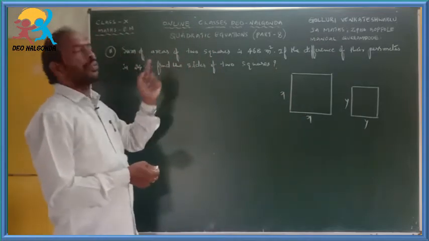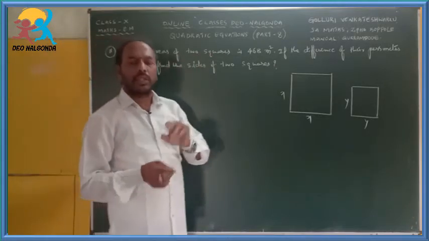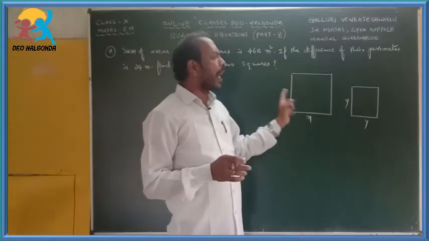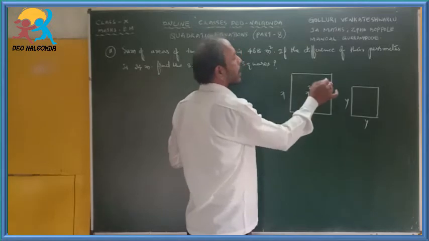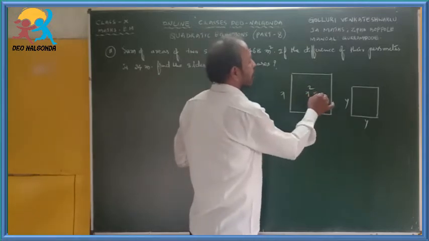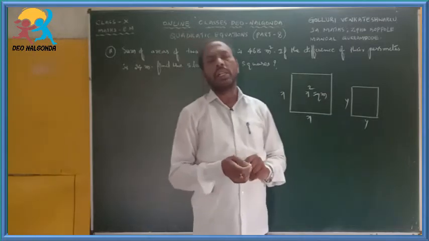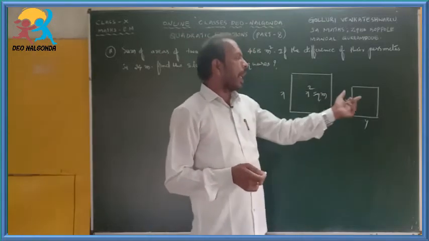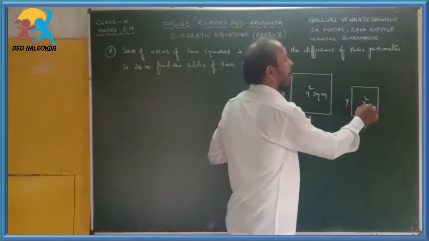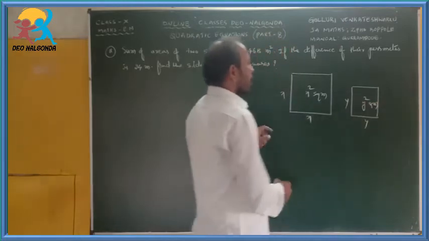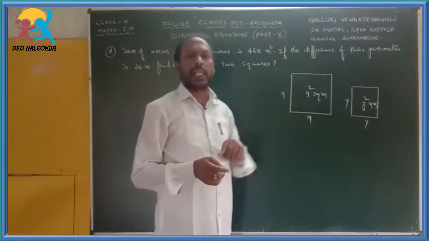Here, what is given? First, according to the first condition, sum of areas of two squares. According to the area of a square, area of a square means side into side. That is x square meters. Area of the larger square is x square meters, and area of the smaller square is y into y, y square meters.